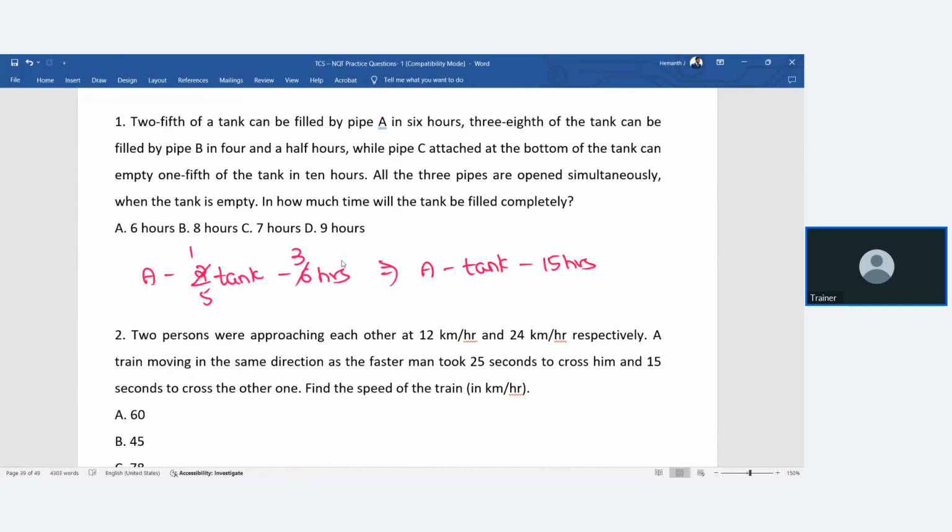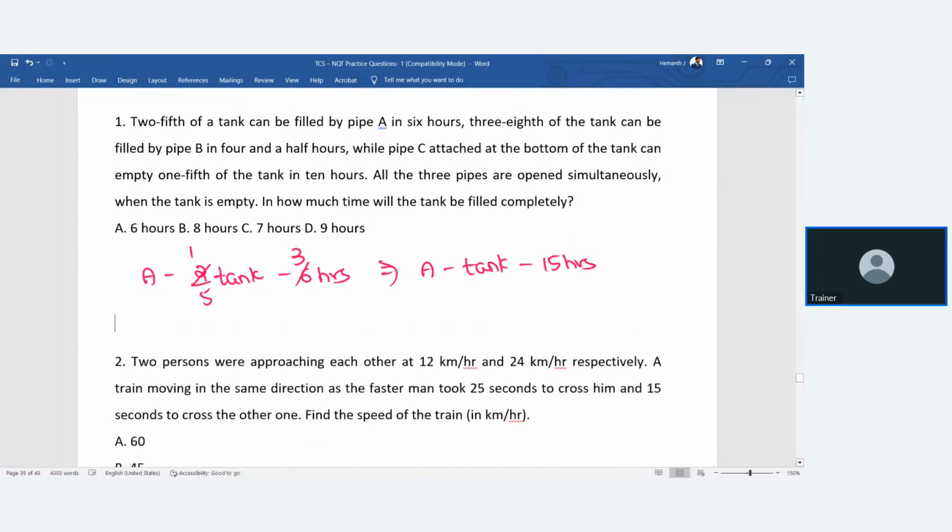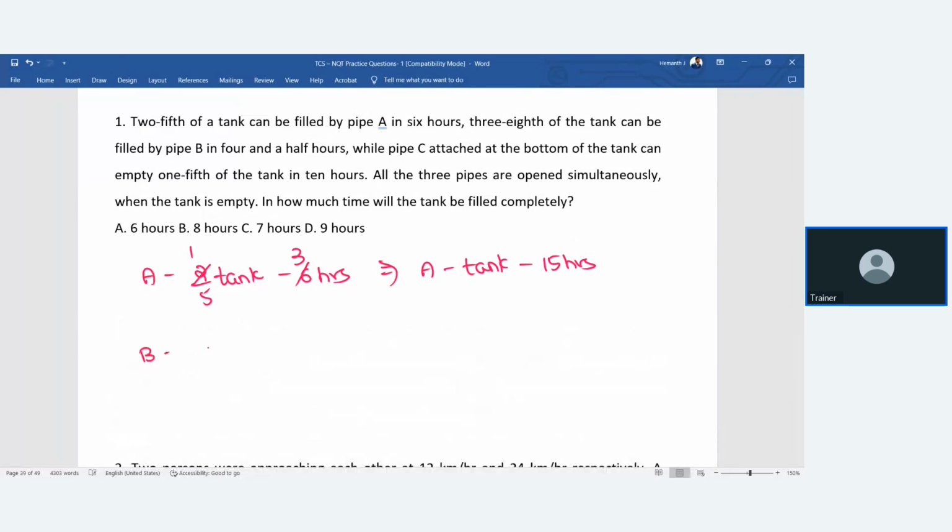Whereas B, 3/5 of the tank in 4.5 hours. So 1/5 of the tank in 1.5 hours. B can fill the tank in 7.5 hours.